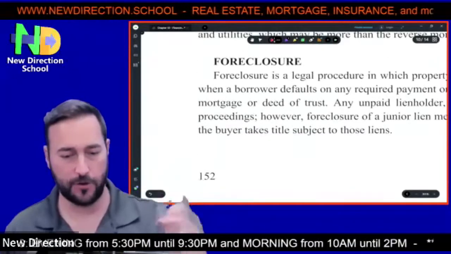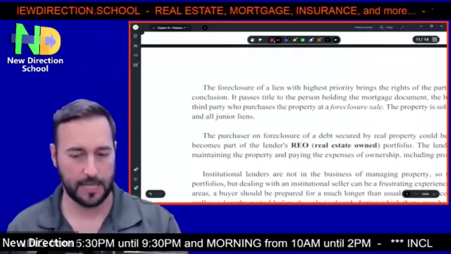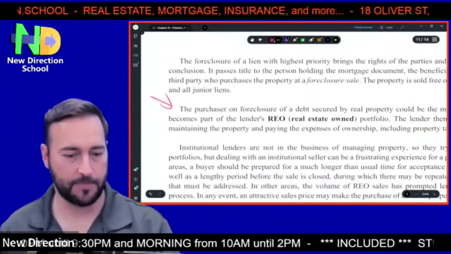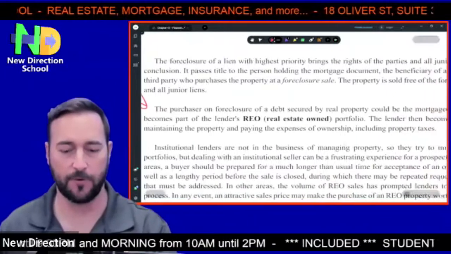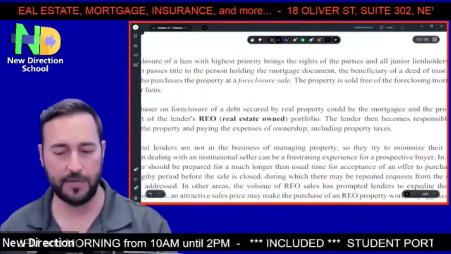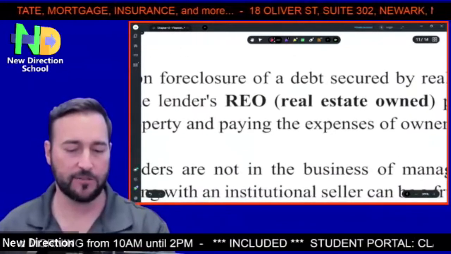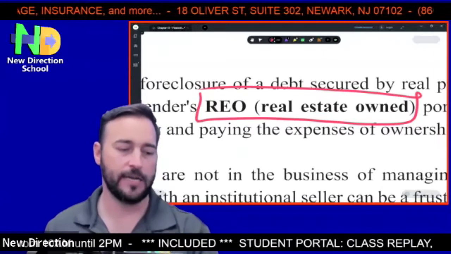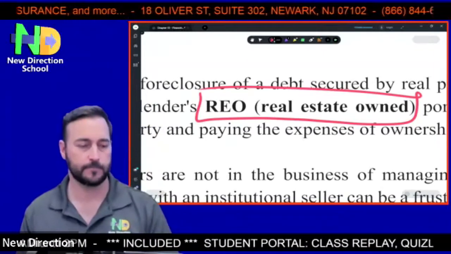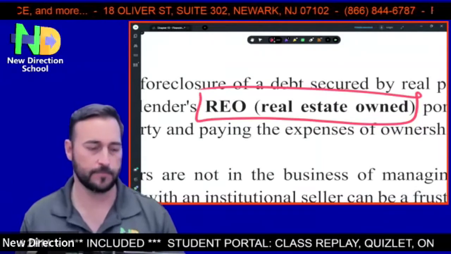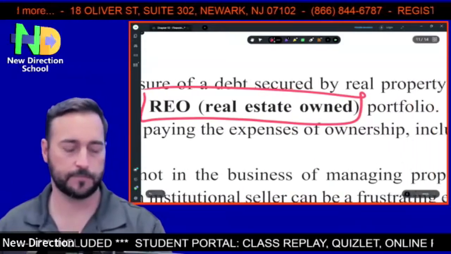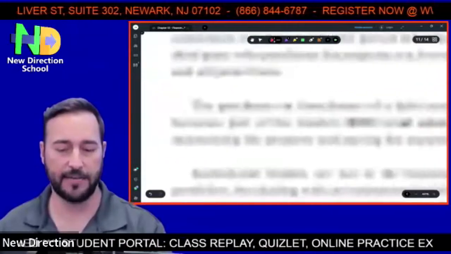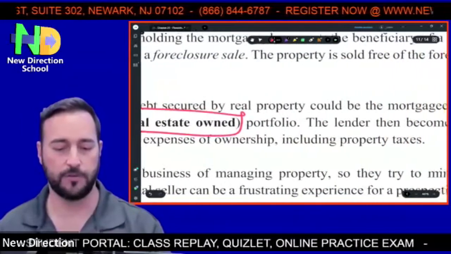All right, guys, foreclosure, you already know what it is, right? What you don't know, right here in the next page, is the purchaser on a foreclosure of a debt secured by real property could be the mortgagee, and the property becomes part of the lender's REO. When you see this right here, REO, or real estate owned, that means that the lender becomes responsible for maintaining the property and paying the expenses of ownership, including property taxes.